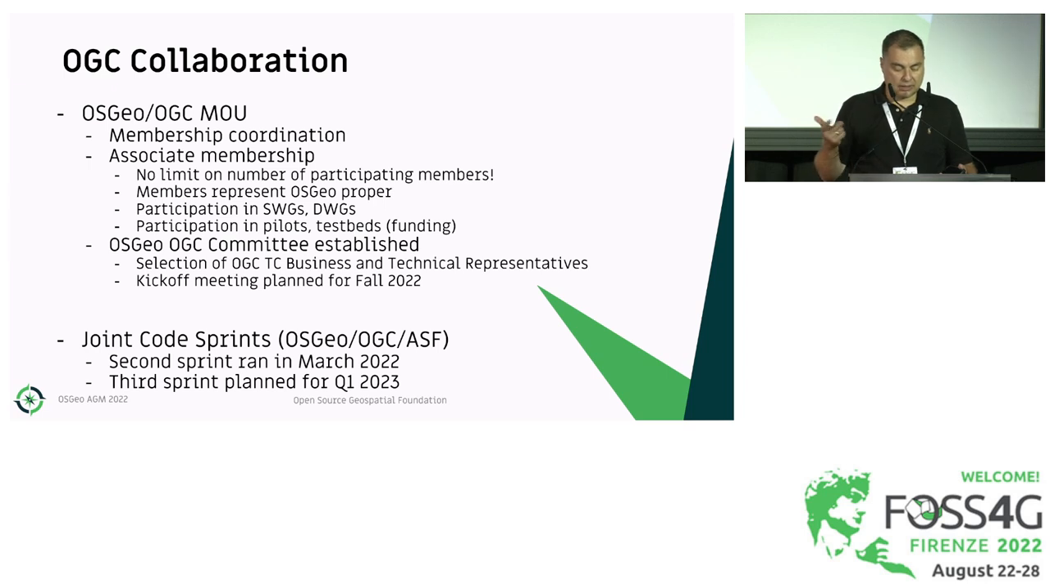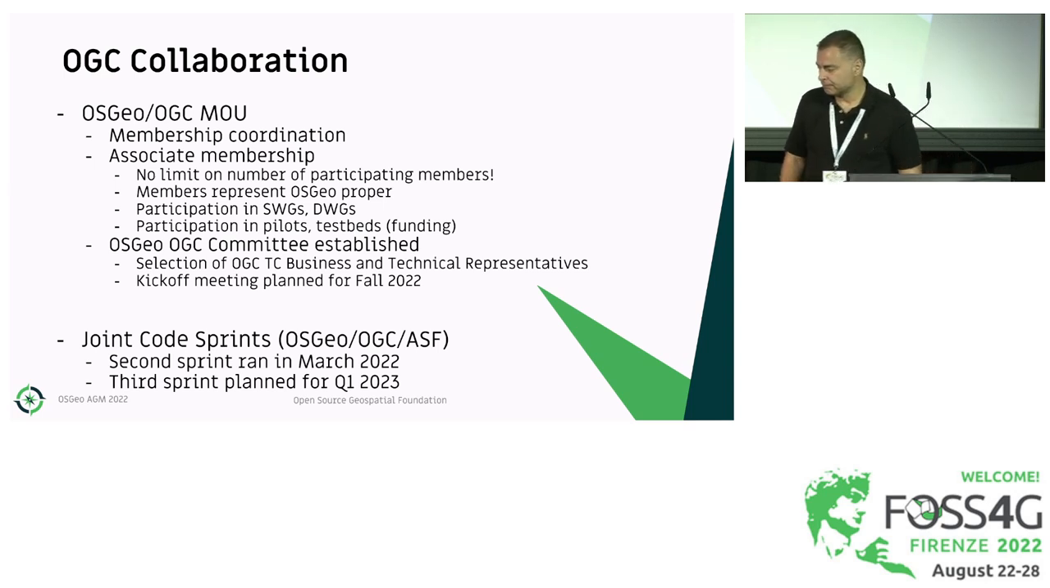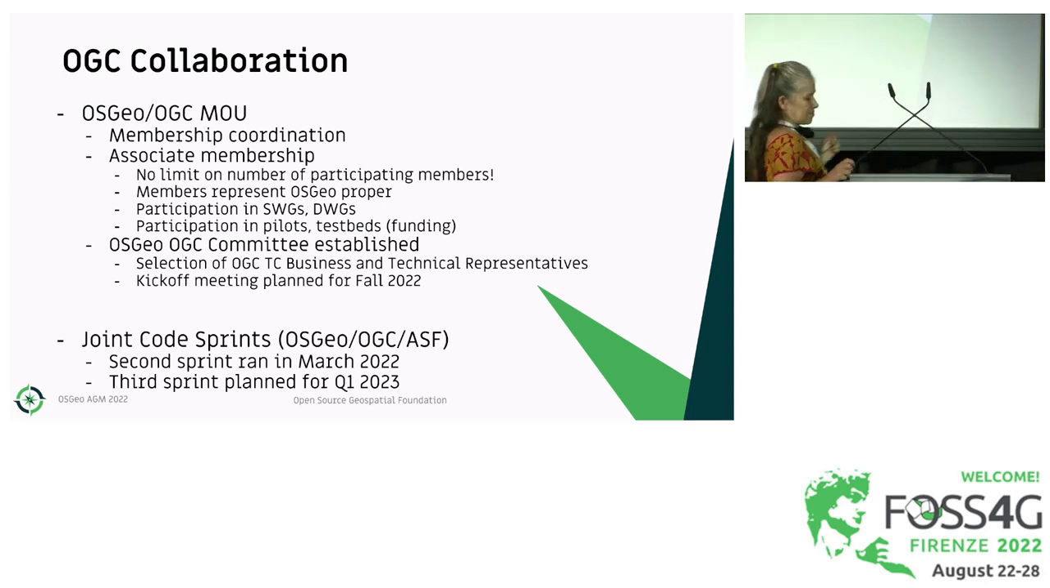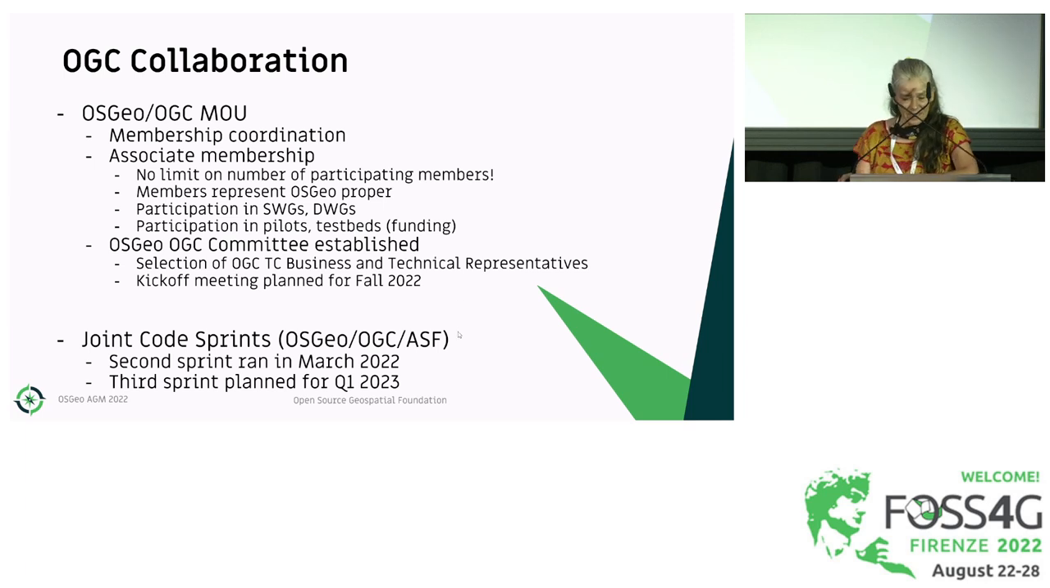This year we had our second joint code sprint between OSGeo, OGC, and the Apache Software Foundation. The third sprint is planned for the first quarter of 2023. So the relationship is natural, continues to evolve, and I think we're moving in the right direction. Open source and open standards play well together. Thank you, Tom.